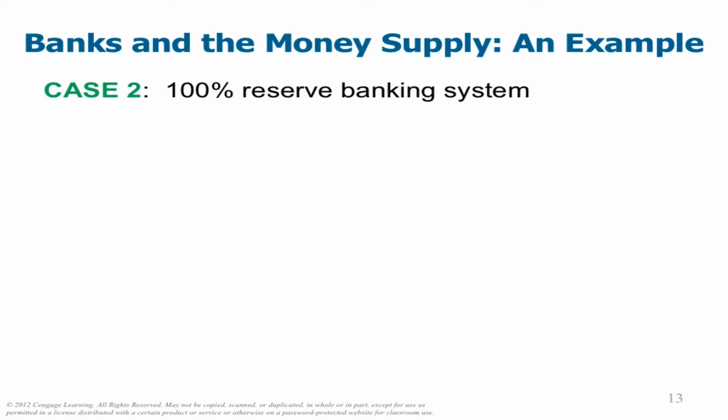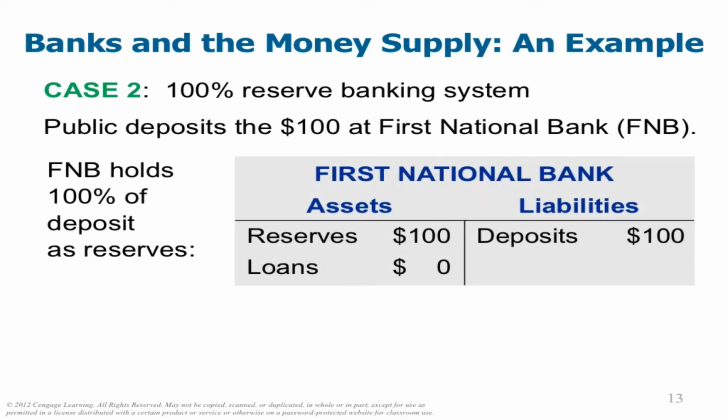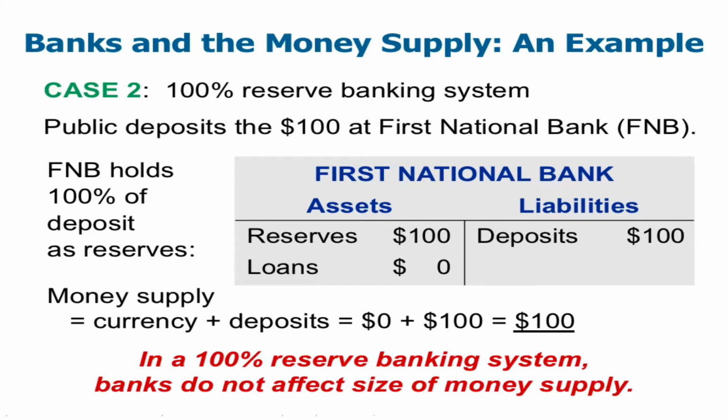If we have a 100% reserve requirement banking system, and the public deposits the $100 at First National Bank, First National Bank is going to hold all of that deposit as reserves. They make no loans. What is the money supply? $100. Still $100. Demand deposit. Still $100. A bank that operates in a 100% reserve requirement scenario, a bank that obeys the law. Banks don't alter the money supply if they have a 100% reserve requirement. It's important that you know that, because we use banks to grow our money supply.